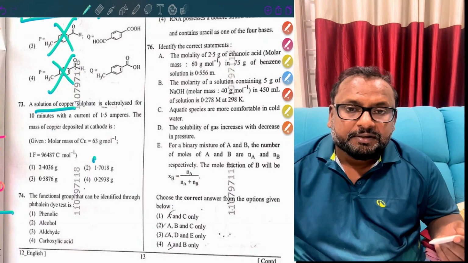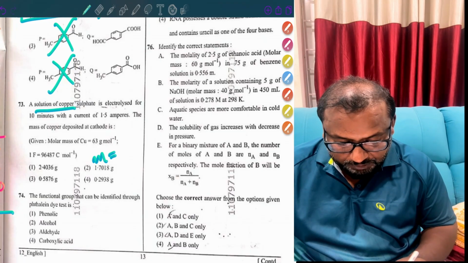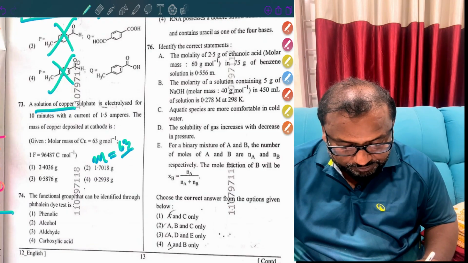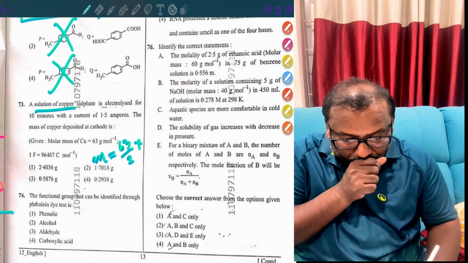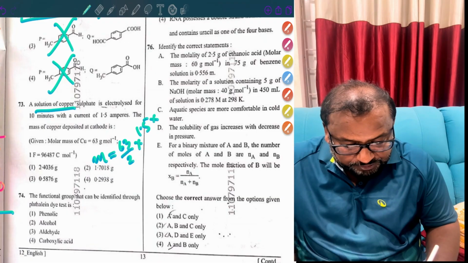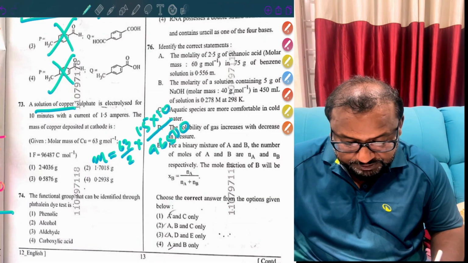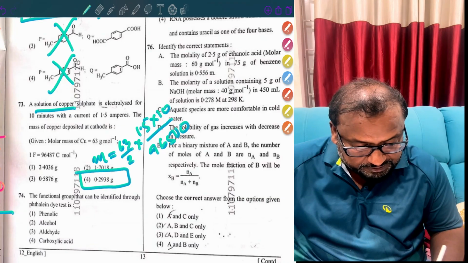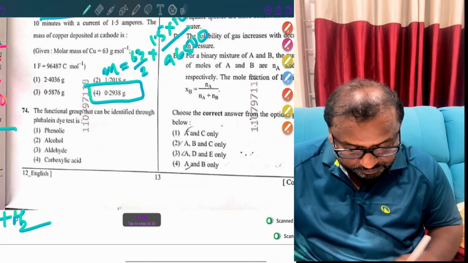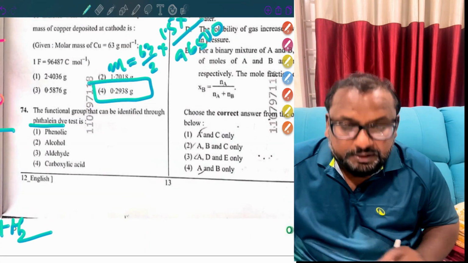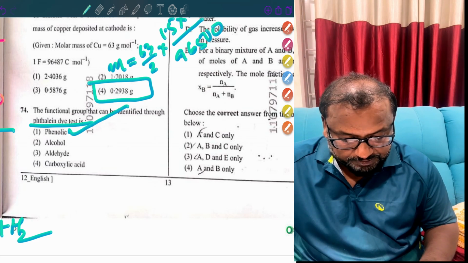Right? Next, Faraday's first law. Mass is asked, right? So M equals 63 by 2 times current is 1.5 amperes into 10 minutes by 96,500. So if you solve this, it turns out to be 0.29. There is nothing much in it.